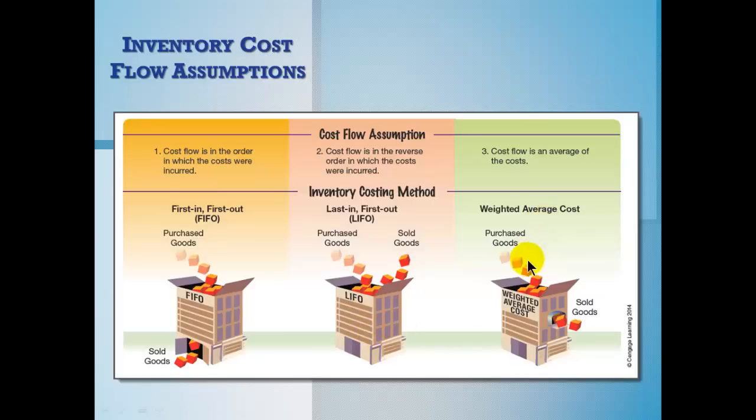And weighted average cost, you can see, is just kind of in the middle here. It's not on the bottom like FIFO, it's not on the top like LIFO, but just the average of all of these, both the old early first purchases and the late, most recent purchases. It's basically taking a weighted average and using that weighted average then to credit inventory and debit cost of goods sold as you sell your items.